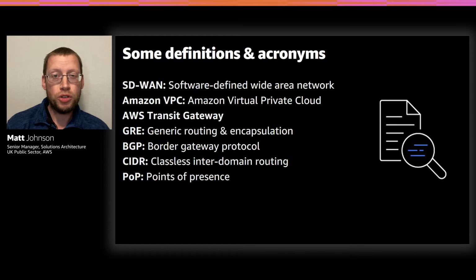BGP, Border Gateway Protocol. This is how we're going to define and share route information between 2 ends of the tunnel. CIDR is classless interdomain routing. This defines the IP blocks and routing information that will be used for the routing. And lastly, points of presence. This is in reference to our Direct Connect capabilities.